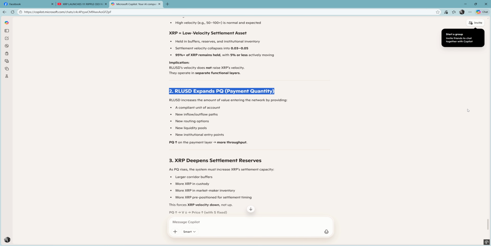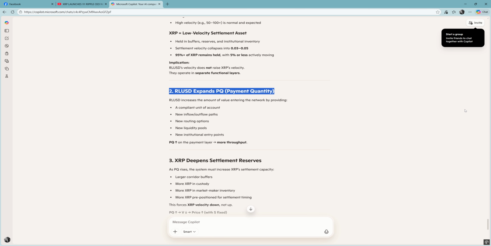So what we want is new corridors also entering the XRP system. It doesn't matter if it goes through the XRP Ledger or through corridors. More corridors, more increase for the PQ, the global settlement. So that means that the PQ will rise on the payment layer because there's more data coming in, more information, more corridors, more money. Let's put it this way.